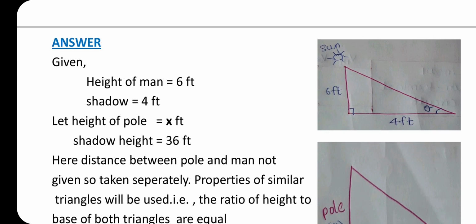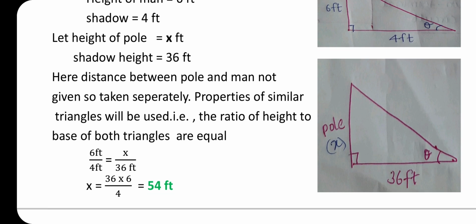Given height of the man equal to 6 feet, shadow equal to 4 feet. Let height of the pole be x feet. Shadow of pole is 36 feet. Here distance between pole and man is not given, so taken separately. Properties of similar triangles will be used, that is, the ratio of height to base of both triangles are equal. That is, 6 feet divided by 4 feet equal to x divided by 36 feet.